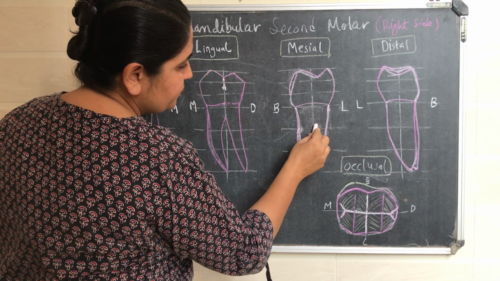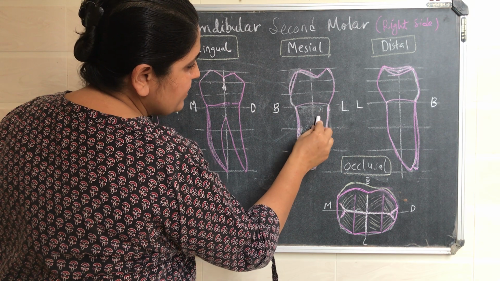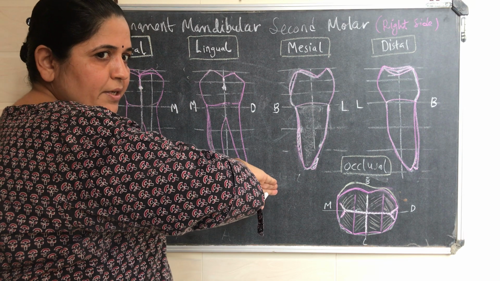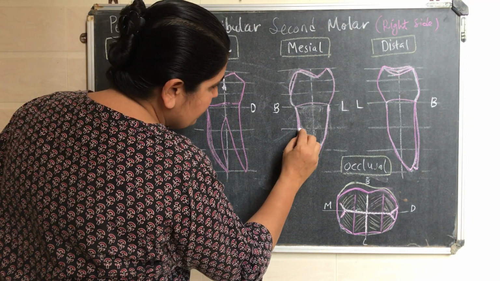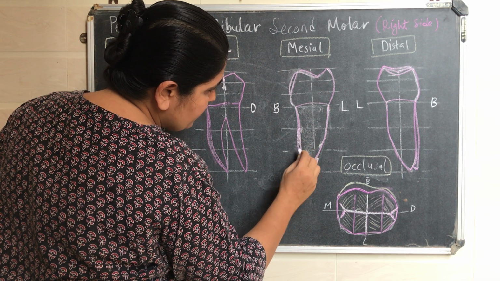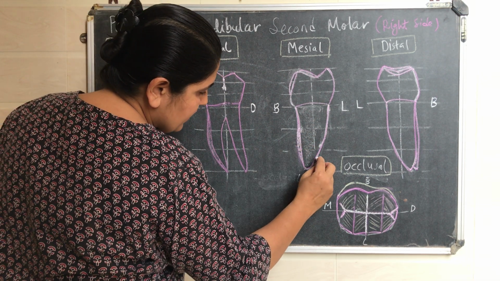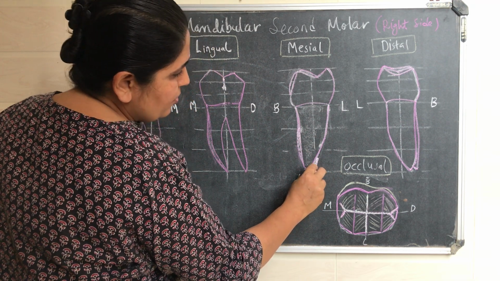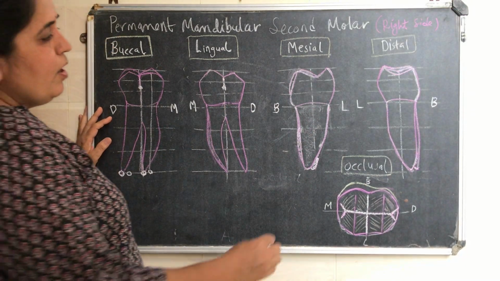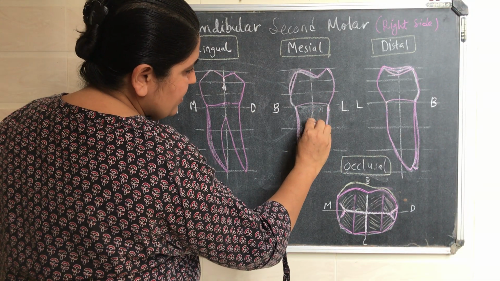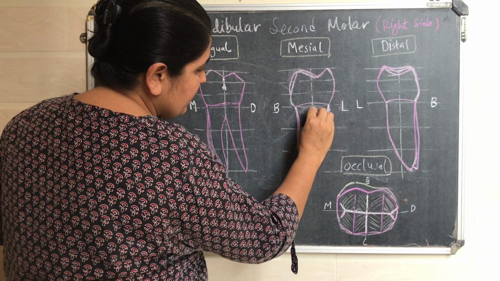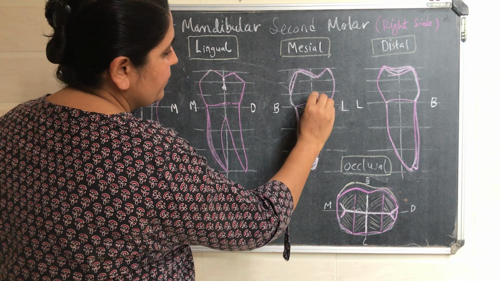Apart from this, this is the portion of the mesial root. This is the mesial surface of the mesial root. The distal surface of the mesial root is hidden behind. This is the portion of the distal root which is visible from the buccal aspect. This is the apex of the distal root which is visible from the lingual aspect. On the mesial surface of the mesial root, the developmental depression is visible. That is similar to the first molar.